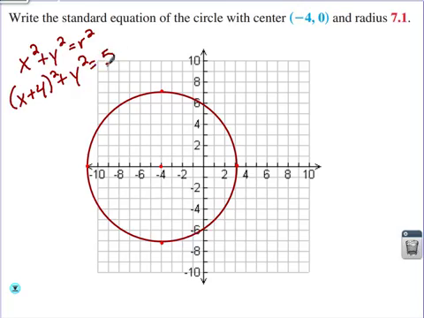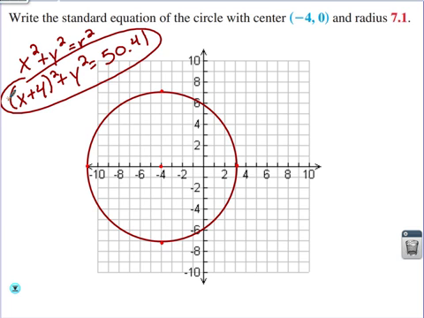I think it's 50.41. Done. So the equation of the circle would be x plus 4 squared, because it's moved left 4, plus y squared, because it didn't get moved up or down any, equals r squared, which is 7.1 squared, which is 50.41.